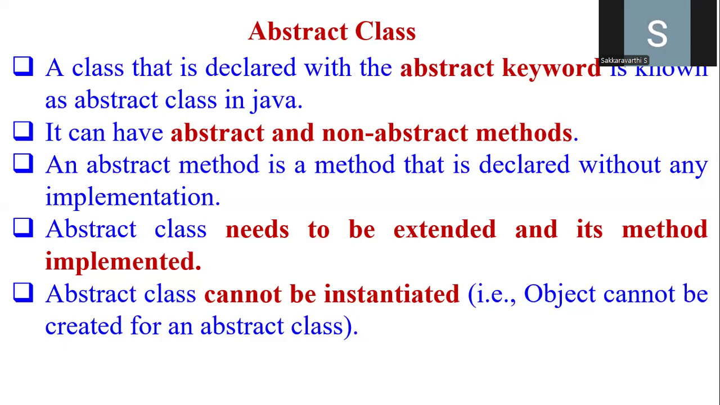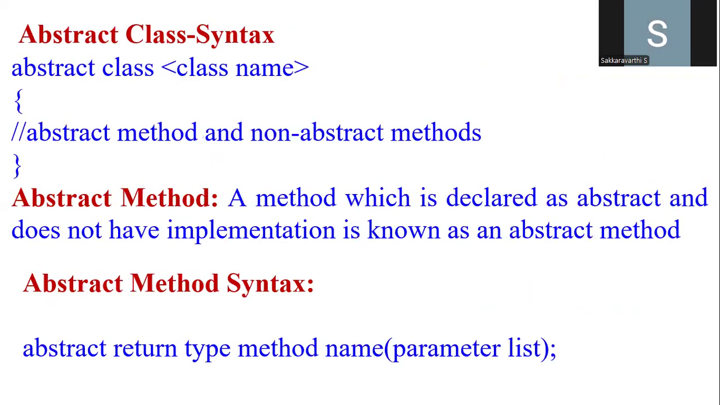So the next concept is the abstract method. It's a method that is declared without any implementation, right? So that is the abstract method. The abstract class needs to be extended and its abstract methods must be implemented. An abstract class cannot be instantiated; that is, an object cannot be created for an abstract class. So this is the simple syntax: abstract class, class name, then abstract method and non-abstract method. The method declared with the keyword abstract and without implementation is known as an abstract method.